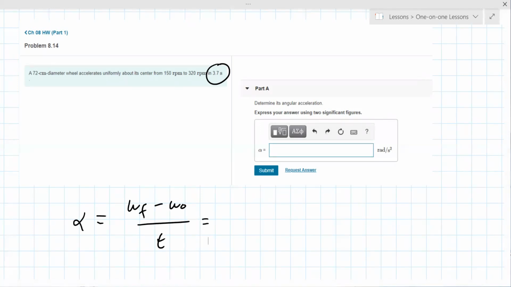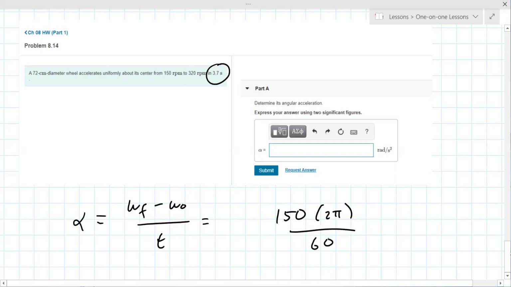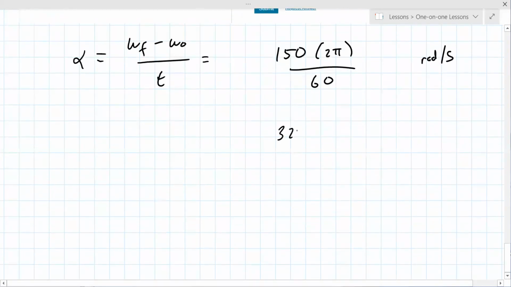So they give you an initial speed here. From 120 to 3. So at 120, I'm sorry, 150. I'm reading the wrong number. 150 times 2 pi over 60 gets you to radians per second. And that's your omega initial. Then you do the same thing for 320. You get your 320 times your 2 pi over 60.